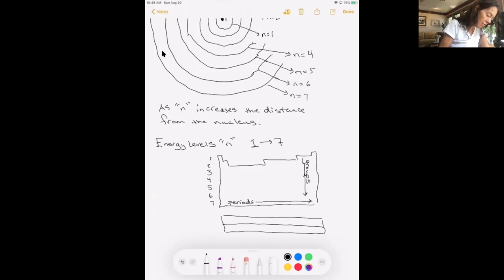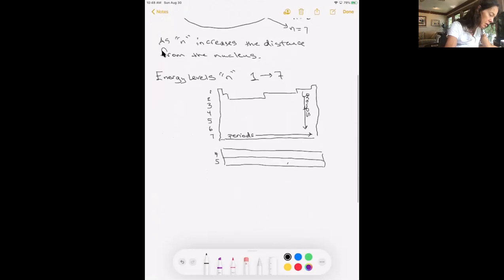So there are 7 energy levels and there are 7 periods. You may be thinking about these: this is actually part of row 4, and this is part of row 5. Don't worry about it. It's very rare, and we're not going to be dealing with elements from down there.